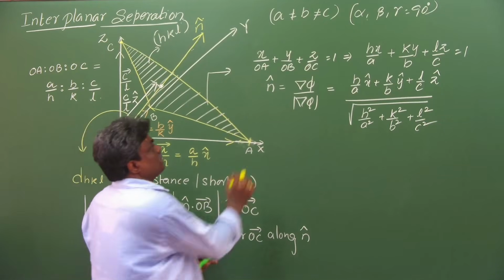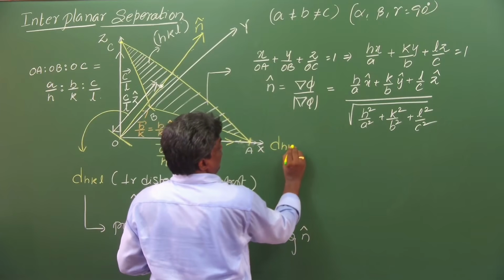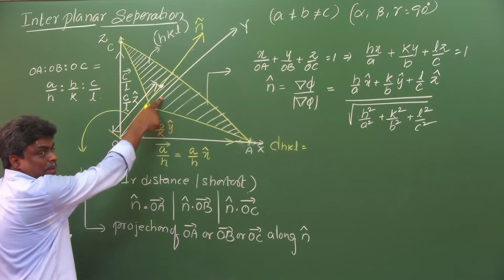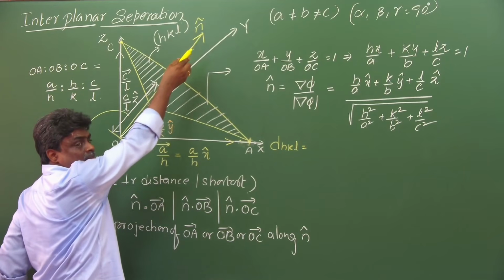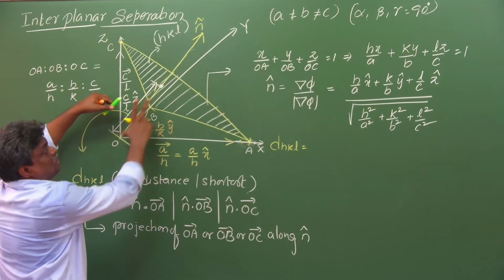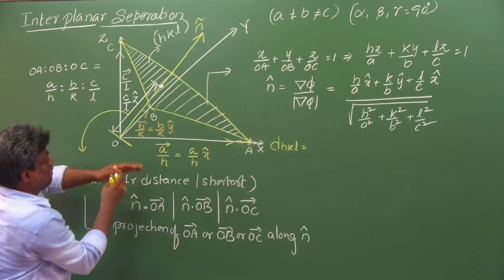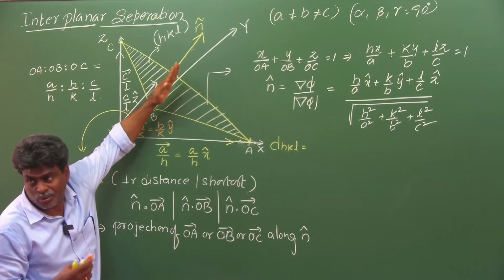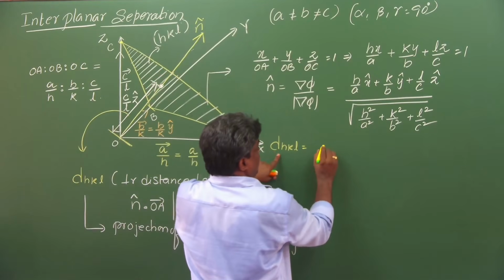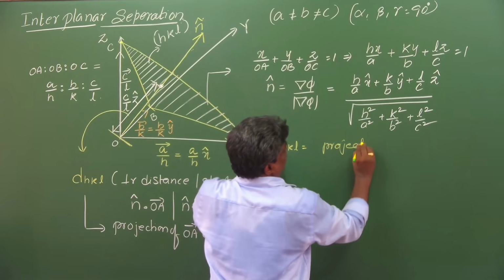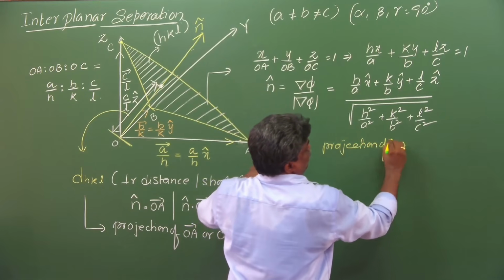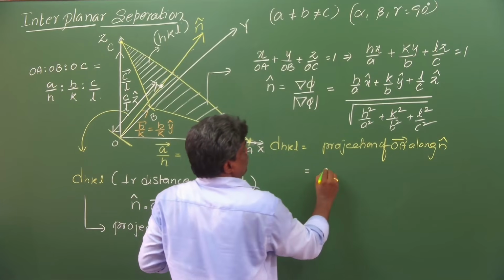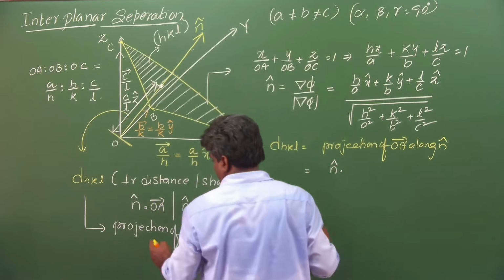Once you got n cap, d_hkl, once again I am saying, I want the perpendicular distance between the origin and the plane. That's why I have already taken the normal, but I want the shortest. That's why I am taking this vector and projecting along n cap. You can take any vector out of the three. So d_hkl is nothing but the projection of, I am taking one of the vectors, OA bar, along n cap.